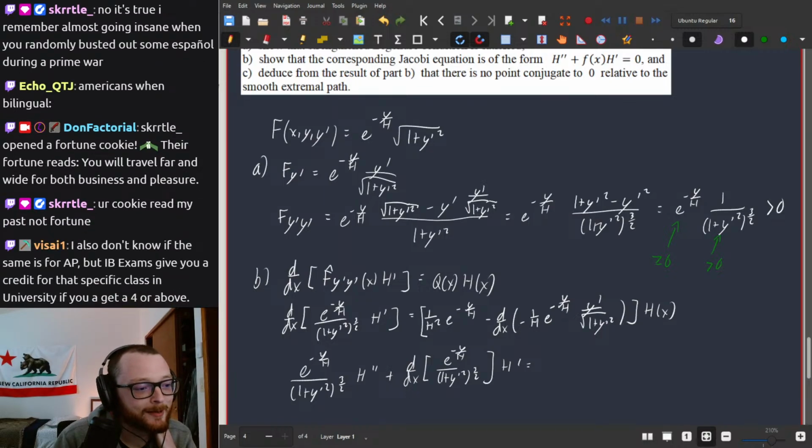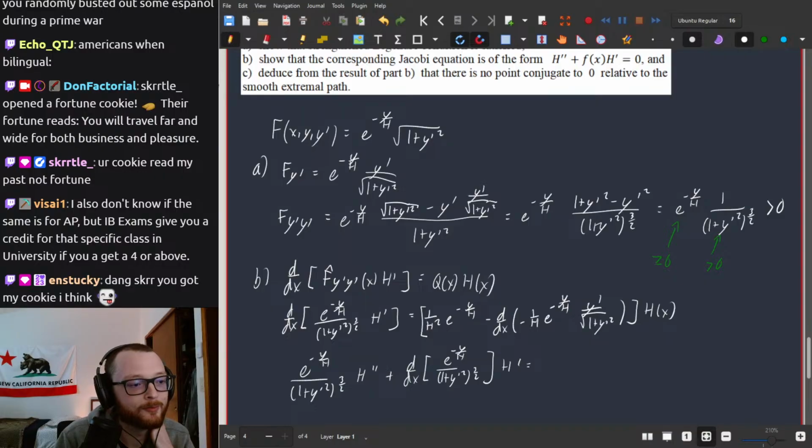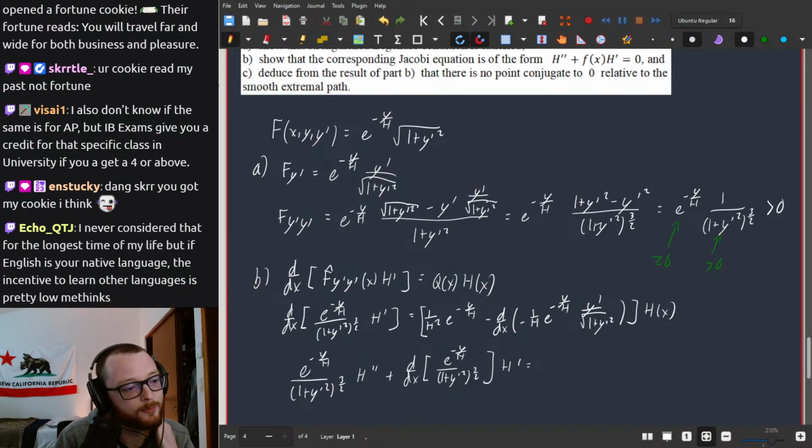I also don't know if it's the same for AP, but IB exams give you credit for that specific class in university if you get a 4 above. Yeah, it depends on the university. Some will give you different, some have different grade requirements. But yeah, that's how it works for AP classes too. For AP, usually 3 is the minimum. Sometimes they go as high as 4 or 5 though, and 5 is the maximum.